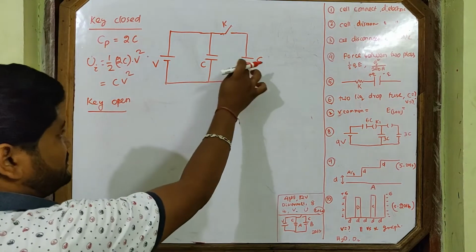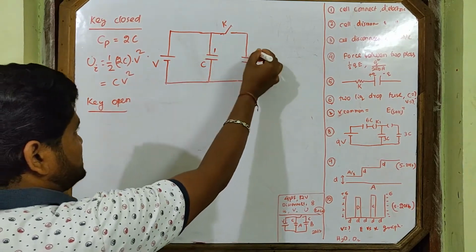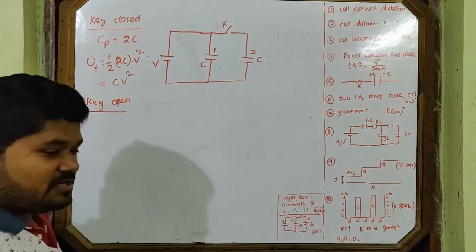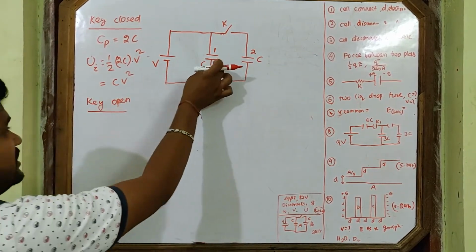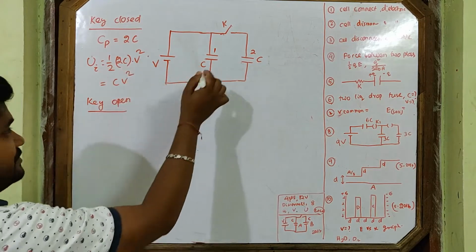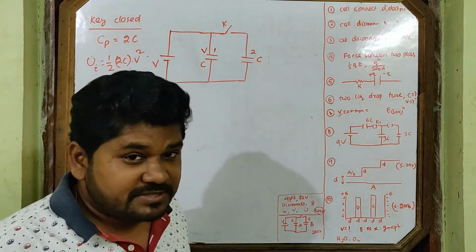Now let's discuss these two. First, let's discuss this one. Just name it as 1, and this one as 2, just to distinguish between 1 and 2. First see 1. Here the cell is connected, which means the potential is V.